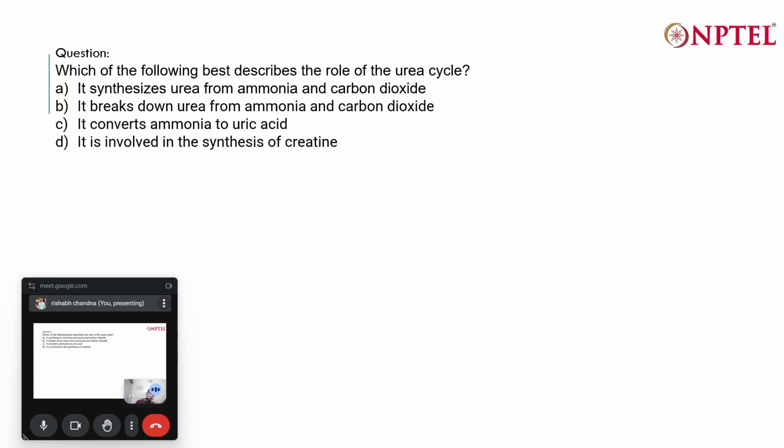Which of the following best describes the role of the urea cycle? The options are: it synthesizes urea from ammonia and carbon dioxide, it breaks down urea from ammonia and carbon dioxide, it converts ammonia to uric acid, or it is involved in the synthesis of creatine. Okay, so the correct answer is option A. It synthesizes urea from ammonia and carbon dioxide.